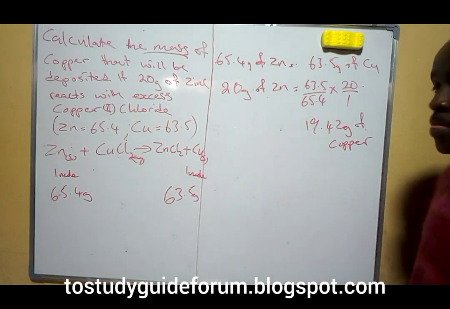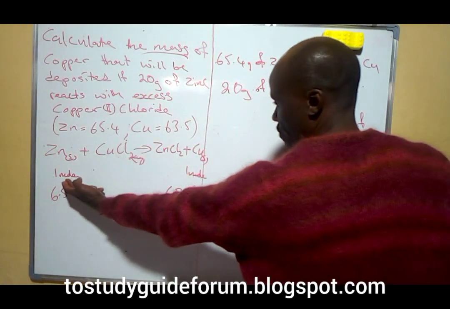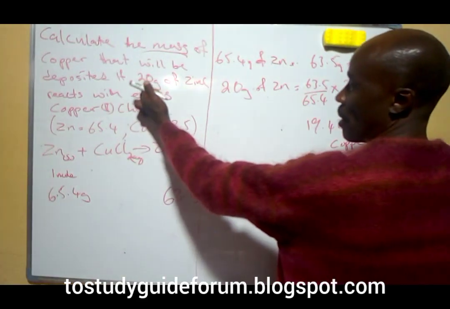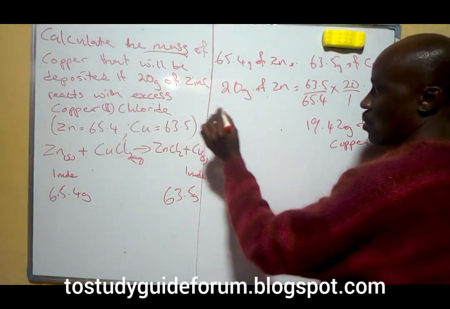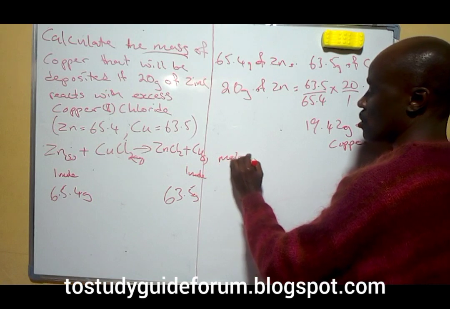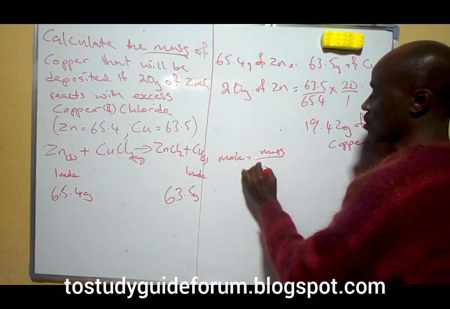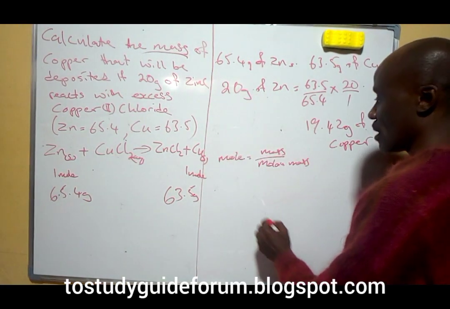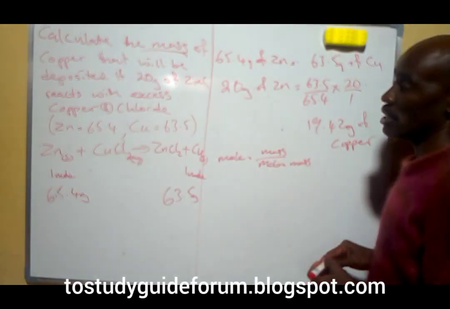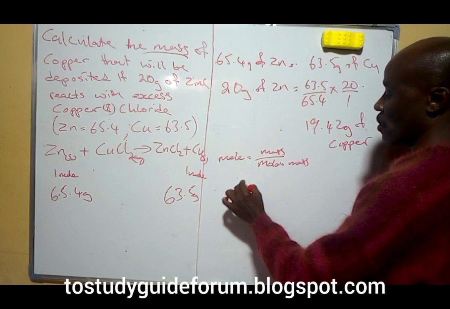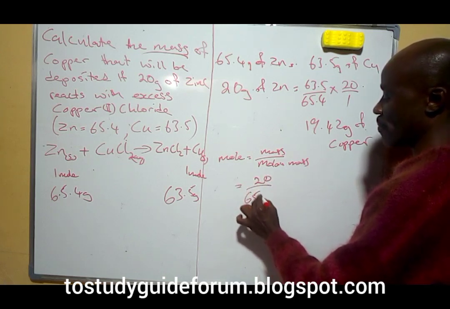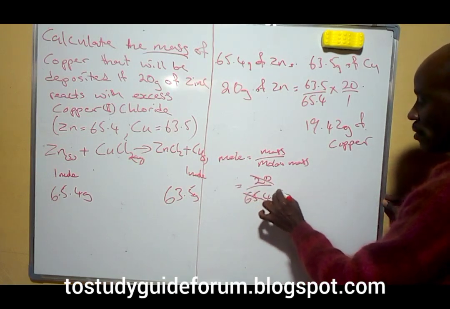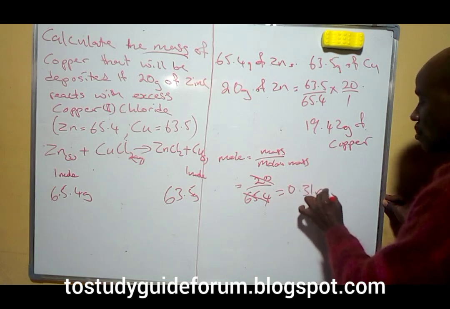Now we can go to mole to mole. If we are working it from mole to mole, we know that 1 mole of this will give us 1 mole of that. The first thing we do here is find the number of moles of zinc. We know that mole is always mass over molar mass. The molar mass of zinc is 65.4, so the mass involved is 20 grams over 65.4. If you divide this, you have 0.31 mole.